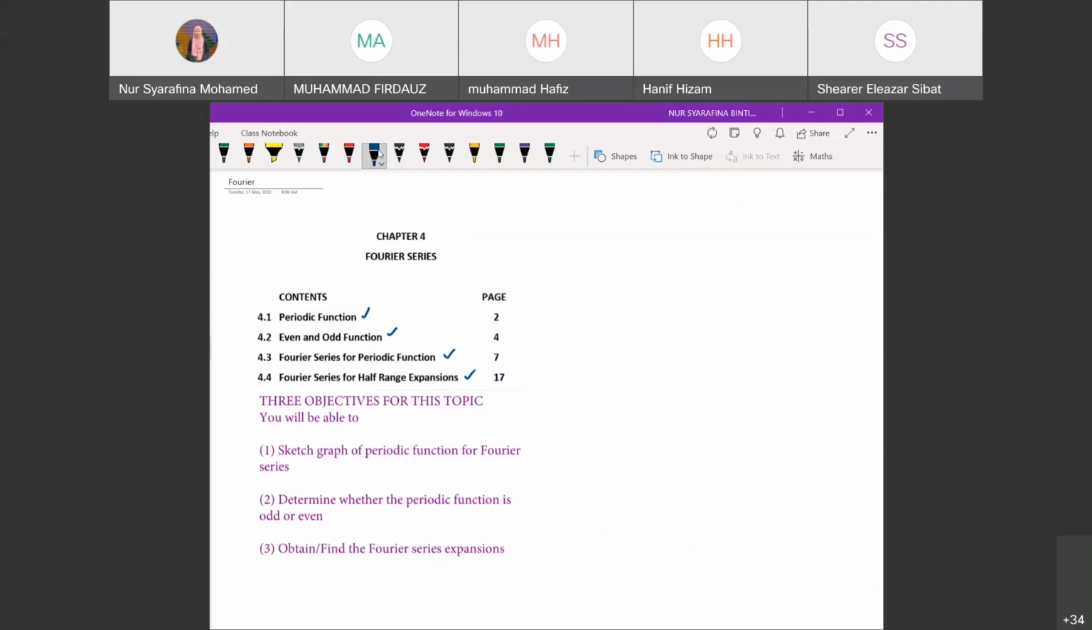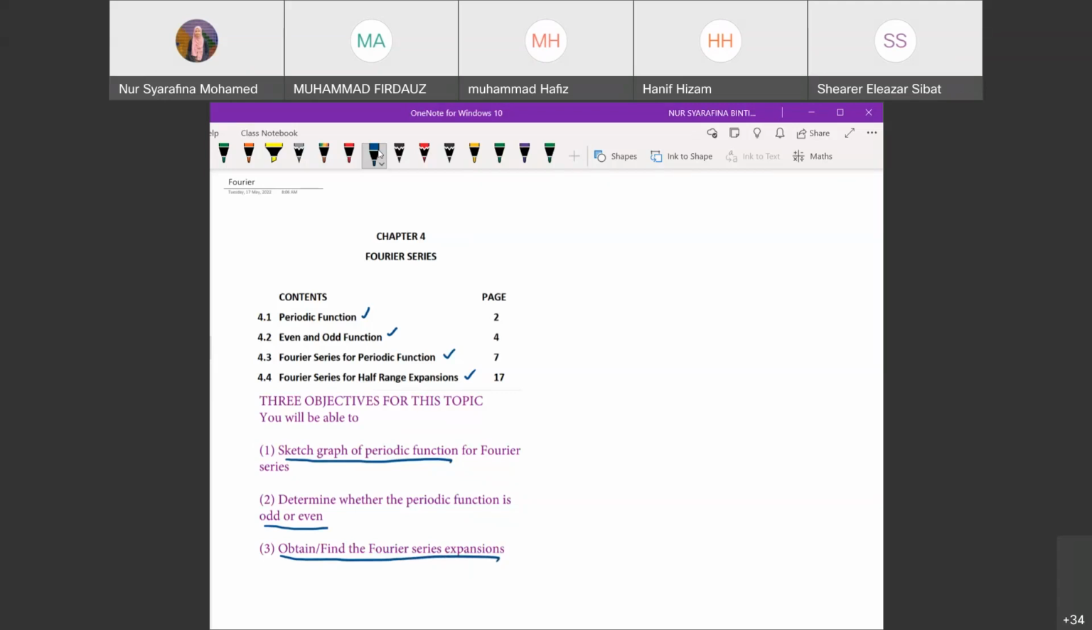There are three objectives for this topic. You can sketch the graph of a periodic function, and then you can determine whether the periodic function is odd or even. And of course, we want to find the Fourier series expansion. This knowledge is important for you in order to solve the partial differential equation in chapter 5 and also in Fourier transform later on, not in this course, but maybe later in your engineering course.